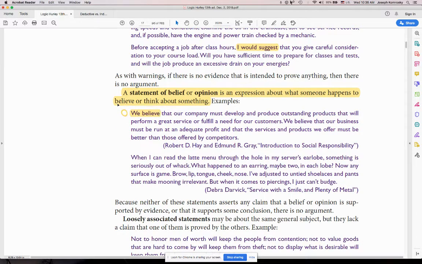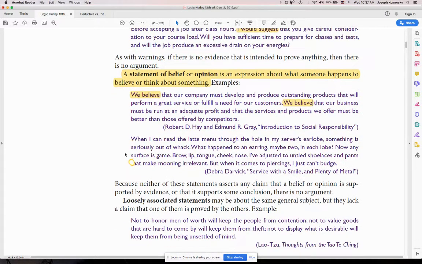trigger words. And then this one right here. Well, let's just start with the first one. We believe that our company must develop, produce outstanding products that will perform, blah, blah, blah. And then also, we believe, and it says it again. I mean, that's literally a statement of belief. They're using the words we believe or opinion. Again, you could have an opinion about something. That doesn't mean that you have an argument.